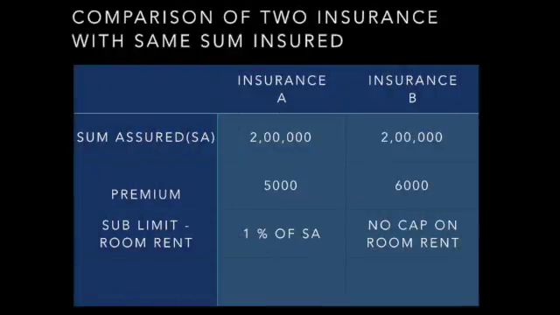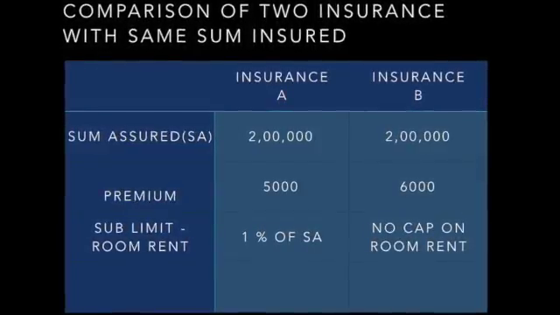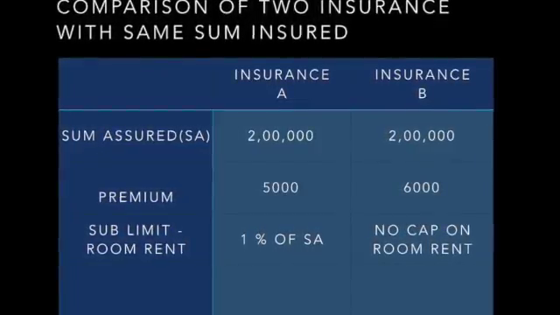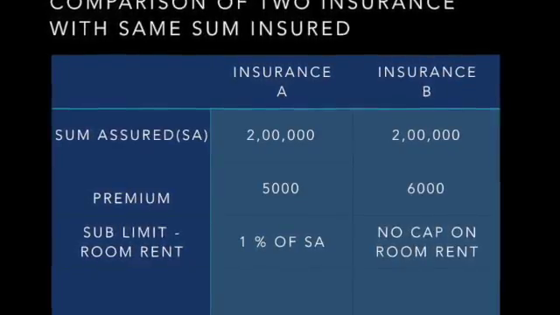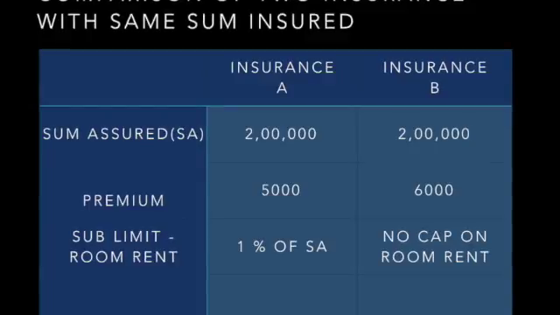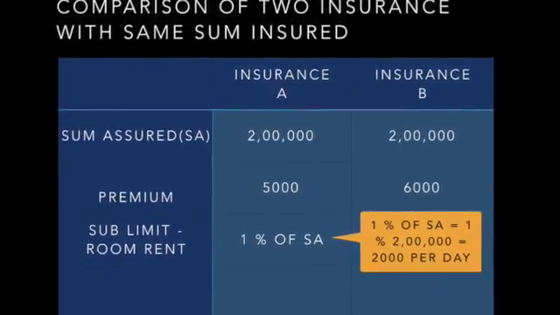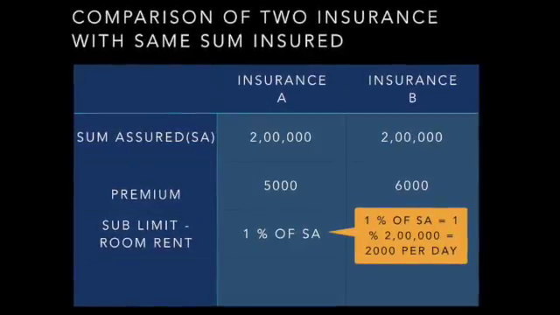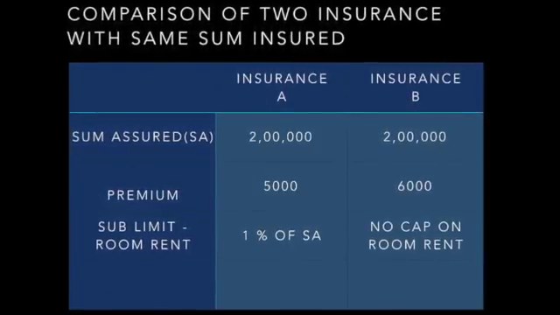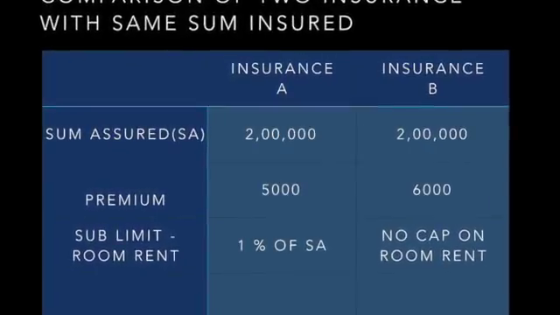The most common example of a sublimit is the room rent sublimit. Some policies have a sublimit of say 1% of the sum assured as room rent. Let's take our earlier example. Policy A, the sum assured is 2 lakh, premium is rupees 5,000. There is a room rent sublimit of 1% of the sum assured per day, which works out to rupees 2,000 per day. Policy B, the sum assured is 2 lakhs, premium is 6,000 and there is no room rent sublimit.